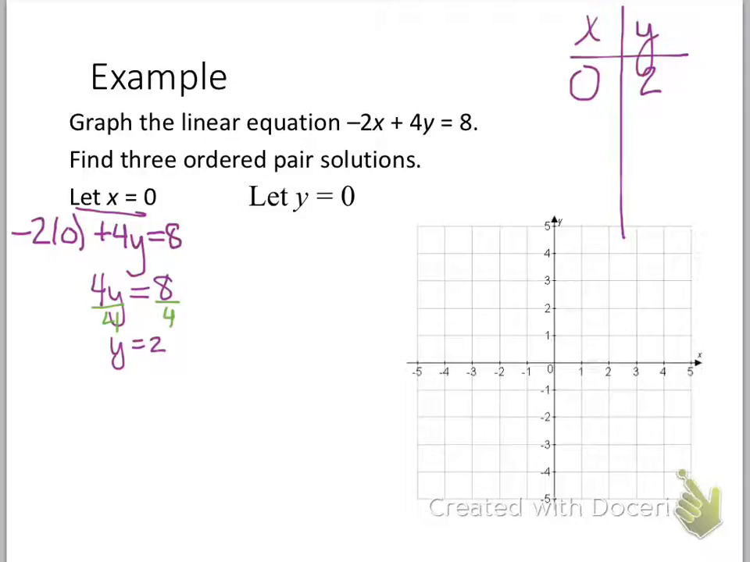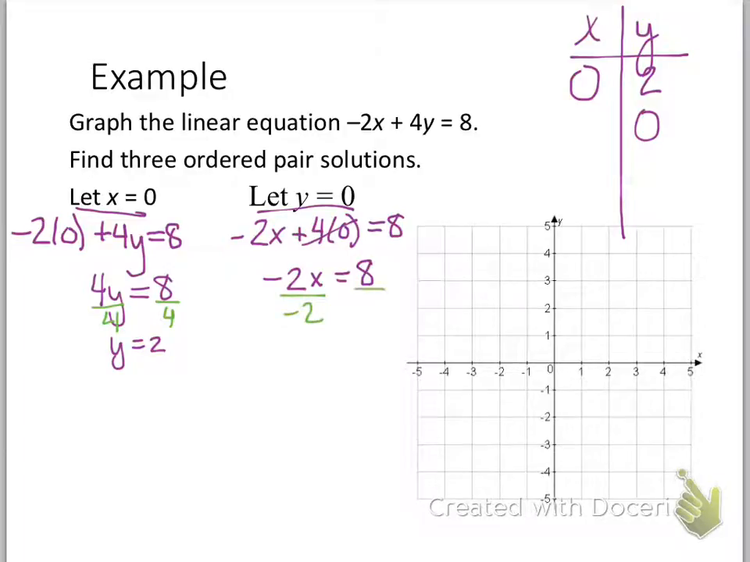Another really easy one to do is to let y equal 0. So instead of y, we plug in a 0. Negative 2x plus 4 times 0 equals 8. That just kind of disappears because 4 times 0 is 0. It gives me negative 2x equals 8. Divide both sides by a negative 2. And x equals negative 4. I've got my second solution, negative 4, 0.